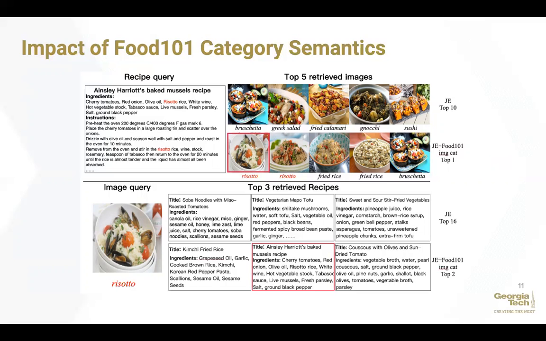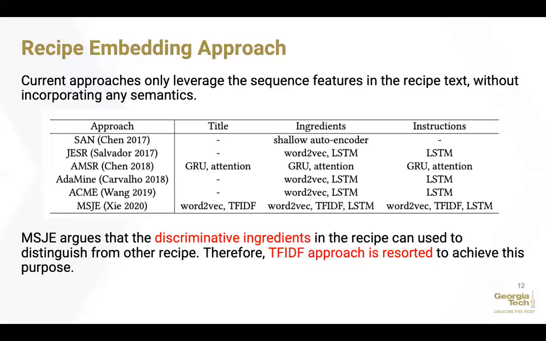A similar observation is also found in the image to recipe query, showing again that leveraging the image category semantics can help to boost the performance of cross-modal joint embedding learning. Now we come to the recipe embedding.